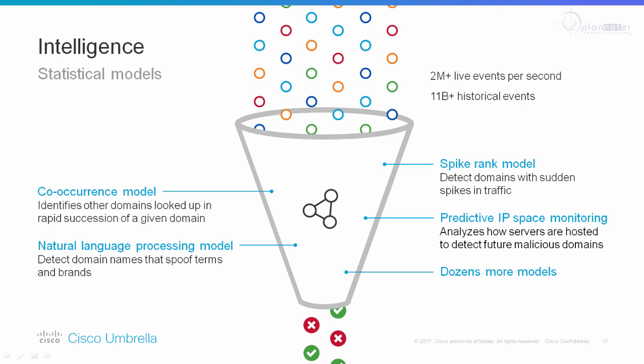Then you have the predictive IP space monitoring model. It starts with domains identified by the spike rank model and scores the steps attackers take to set up the infrastructure, e.g. the hosting provider, the name server, the IP, etc., to predict if malicious. This identifies other destinations that can be proactively blocked before an attack launches.